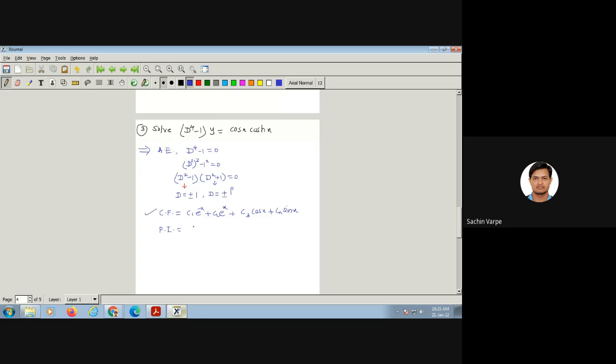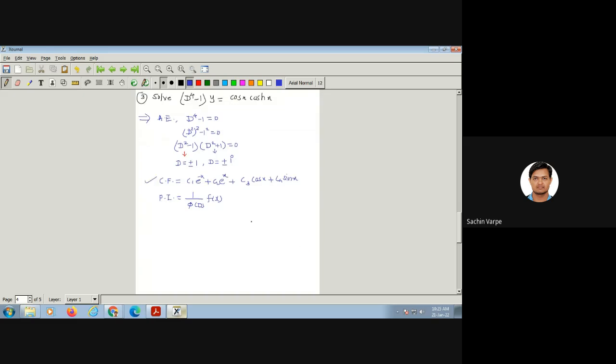Now particular integral is 1 upon phi of D f of x. Always have a habit to write the formula so that the next step is clear. So 1 upon phi of D. Phi of D is D raised to 4 minus 1 and f of x is cos x into hyperbolic cos x. So do we have any reduction formula for the product of normal cos and hyperbolic cos? I think no, right? We don't have any formula.